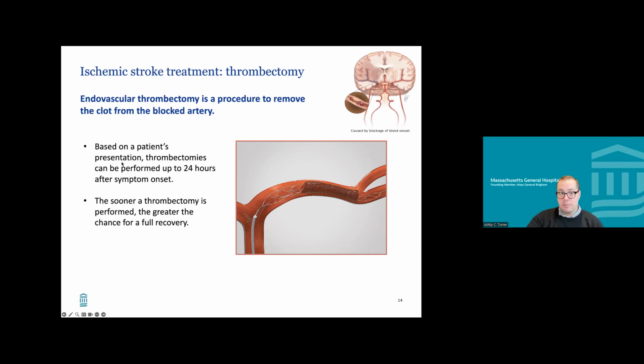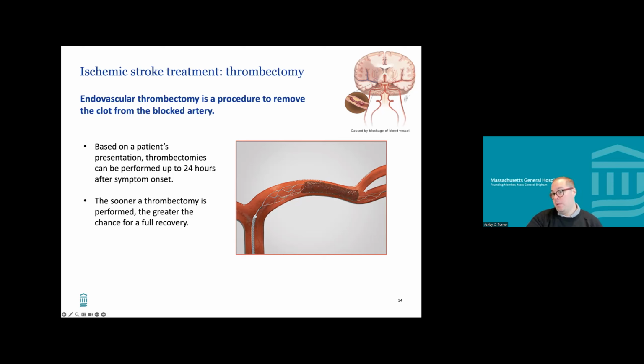And so this is based on the presentation. Thrombectomies can be performed up to 24 hours after symptom onset, as we mentioned. So a little bit of a longer inclusion window. But again, we have to be able to identify the clot, and also feel that we can physically reach the clot.